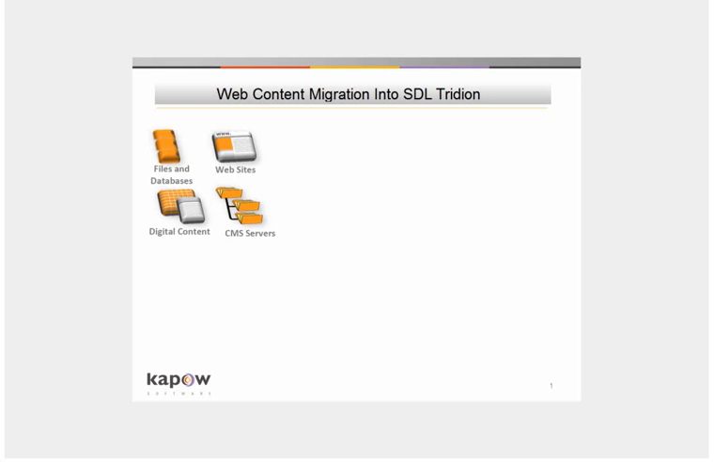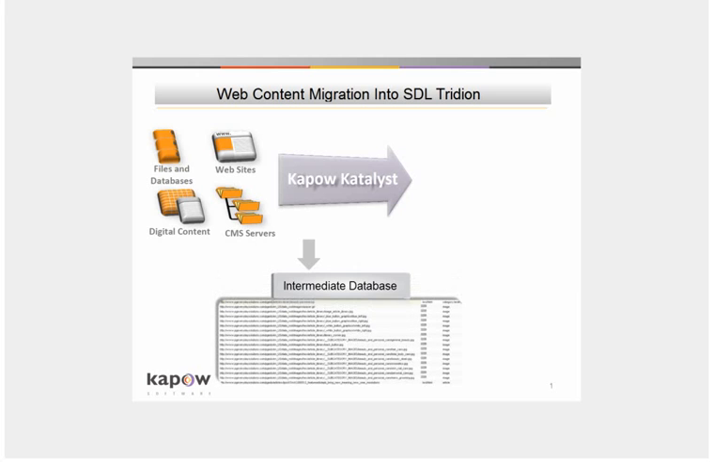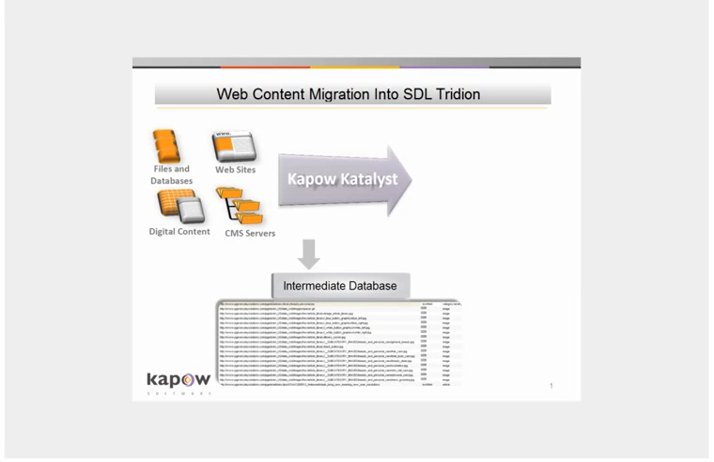In this video, I'll be demonstrating web content migration into Tridion. The Kapow Katalyst extraction browser can extract documents and content, including metadata, from files, database systems, websites, digital asset management systems, and CMS servers. The web content and metadata is organized into an intermediate database. The content is then uploaded into Tridion using Kapow's Tridion plugin. The Tridion plugin automatically generates the SOAP envelope containing the content and the appropriate TCM component template.